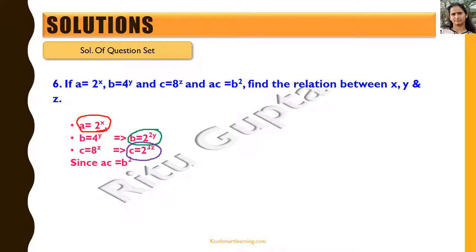Now we are given that ac is equal to b square, so let's multiply and see what it becomes. We have a replaced with 2 raised to power x and c replaced with 2 raised to power 3z. This becomes equal to 2 raised to power 4y. So 2 raised to power x plus 3z becomes equal to 2 raised to power 4y. So x plus 3z is equal to 4y is the final relation between x, y, and z.